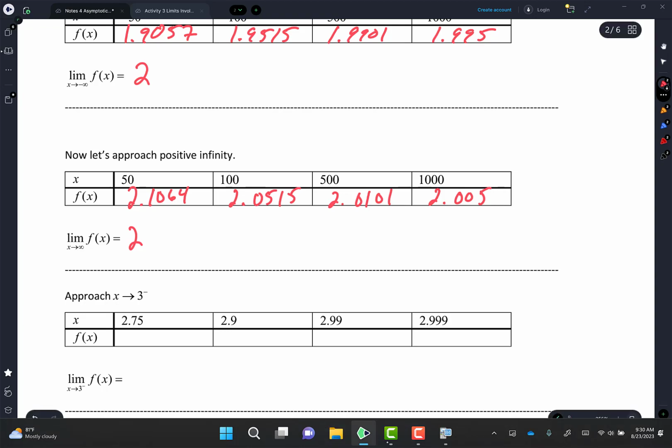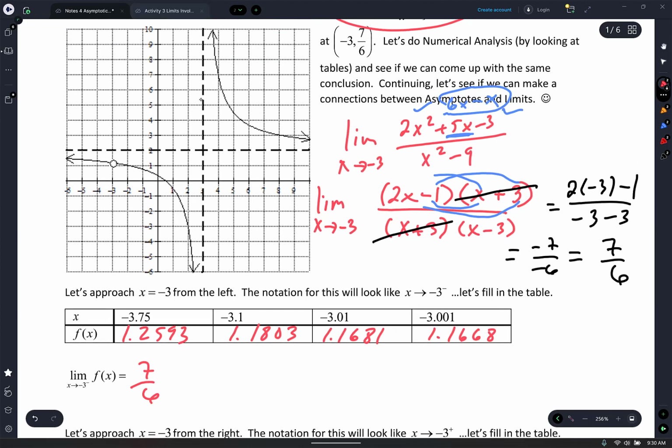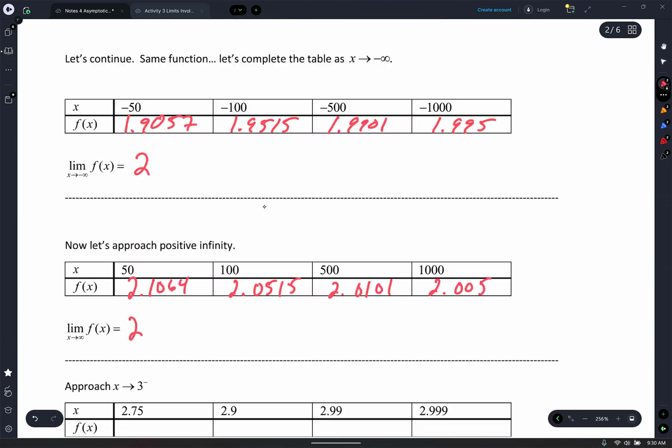Now we have a vertical asymptote at 3, if I remember correctly. Let's see. Yep. So we have a vertical asymptote at 3. So we can't do direct substitution because we get a 0 in the bottom. Even for what we have left, we can't, we plug in a 3 in there. 3 minus 3 is 0. See? If you get a number divided by 0, it's probably a vertical asymptote. So let's see what happens.